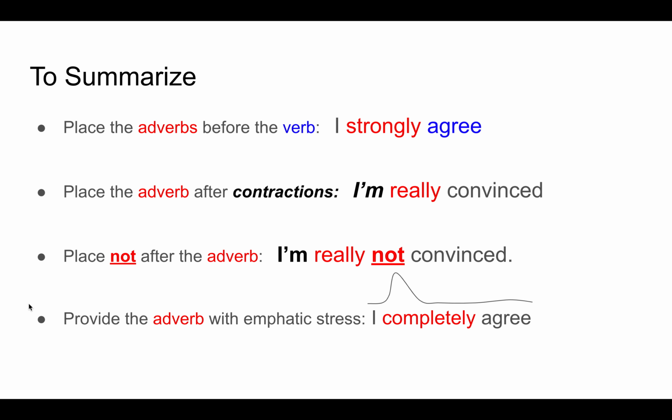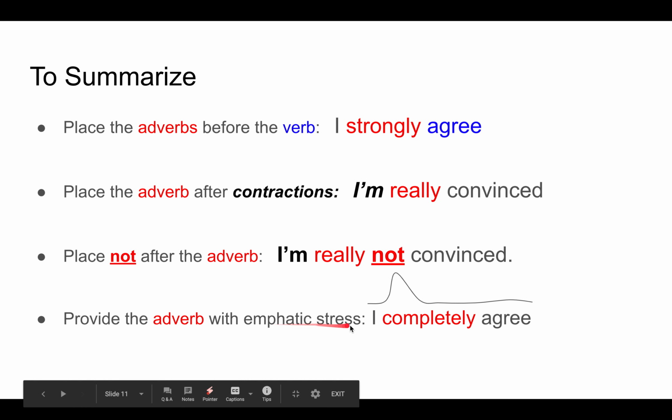Okay, to summarize, place adverbs before the verb. I strongly agree. The adverb comes first. Place the adverb after contractions. I'm really convinced. The contraction comes first. And place not after the adverb. I'm really not convinced. Not comes after the adverb. And then provide the adverb with emphatic stress. I completely agree.